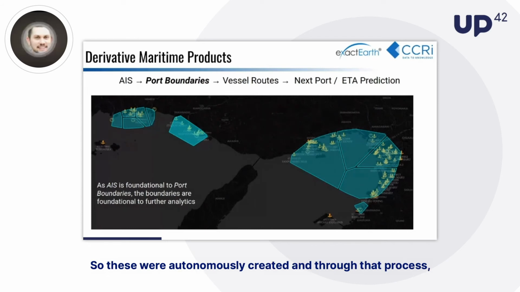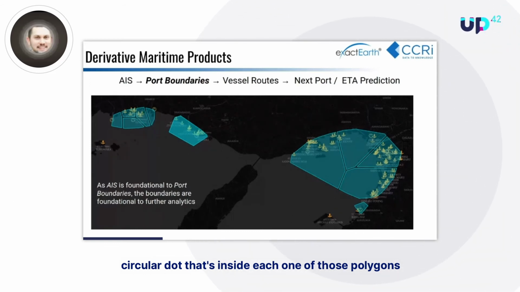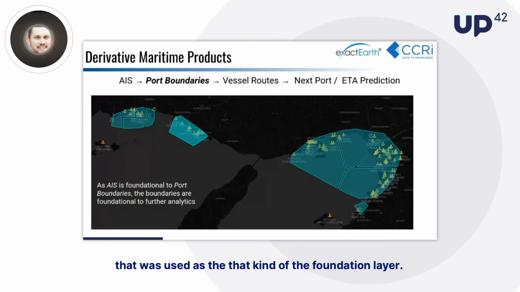So these were autonomously created through that process I described, and you could see that the World Port Index is the kind of faint yellow circular dot that's inside each one of those polygons, and that was used as the foundation layer. So as I'm stating here, the AIS is foundational to port boundaries, as these boundaries are foundational for anything further. So this is kind of just the start to bigger and more complex things.